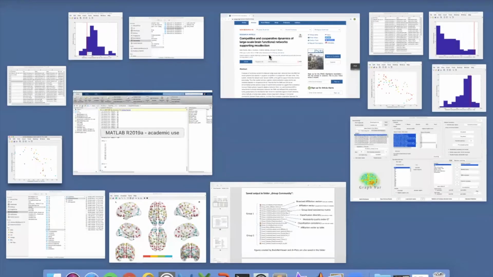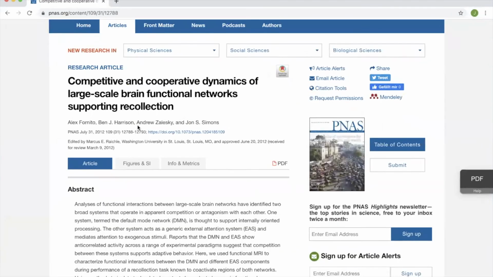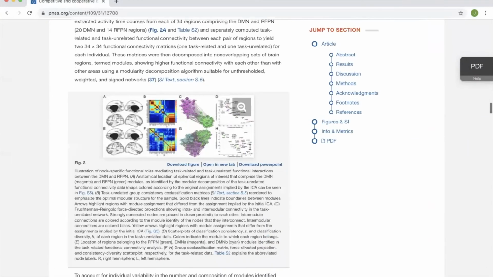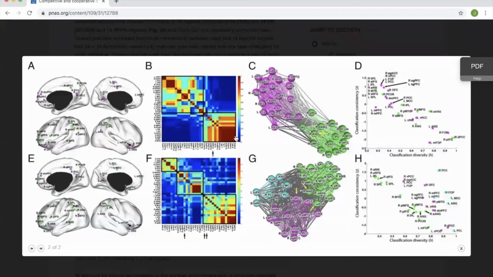This was published in the Journal of Neuroscience in 2012 by Alex Fornito, and we basically copied most of the analysis steps that are implemented in this paper, in this group community detection module. And here they also have those plots with the classification consistency and diversity. It's exactly the same as with us.